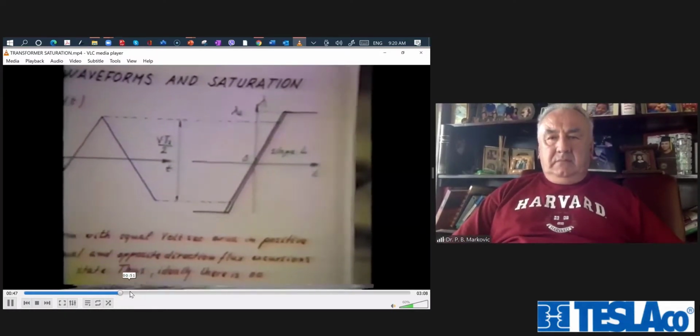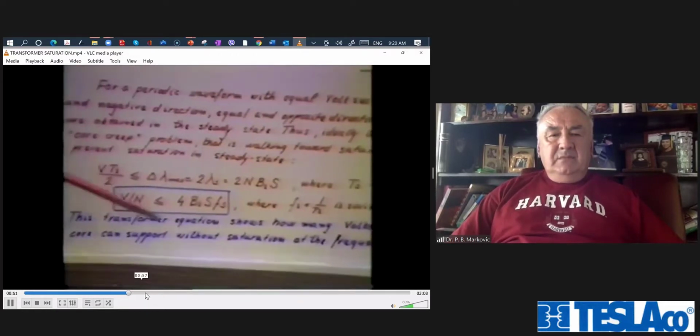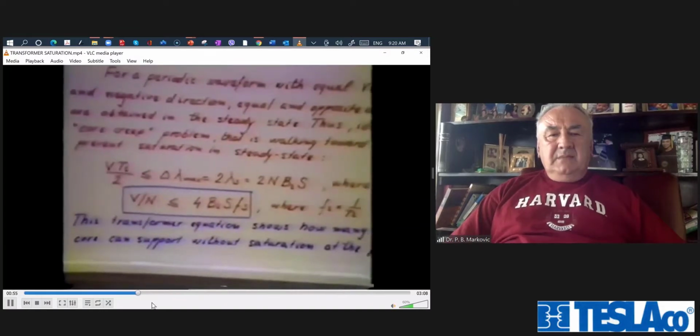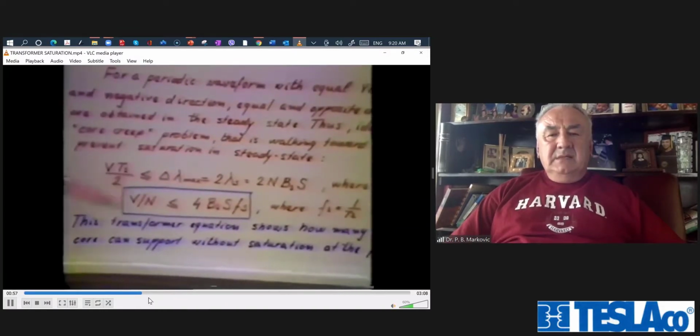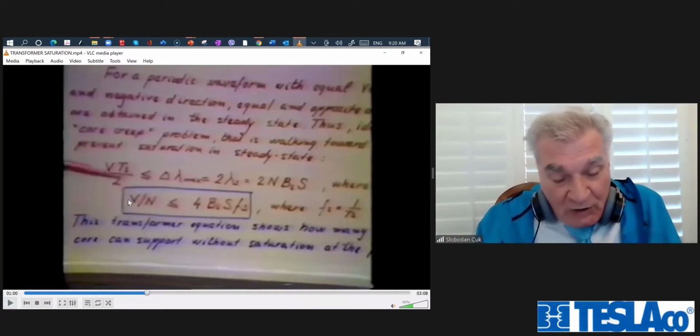Let us now look at what is the main equation. As we see here, the volts per turn that a single magnetic device can support. Okay, this is a very famous saturation equation.